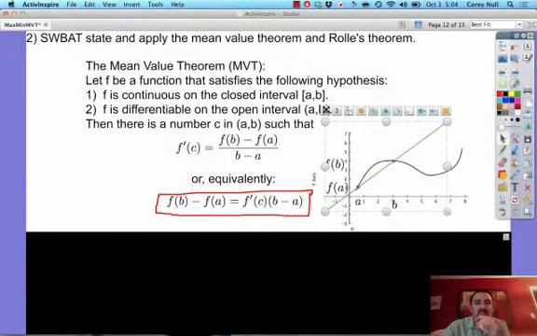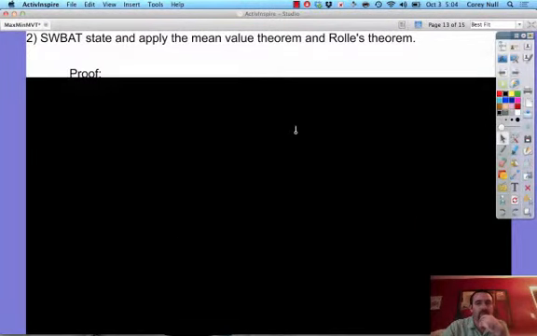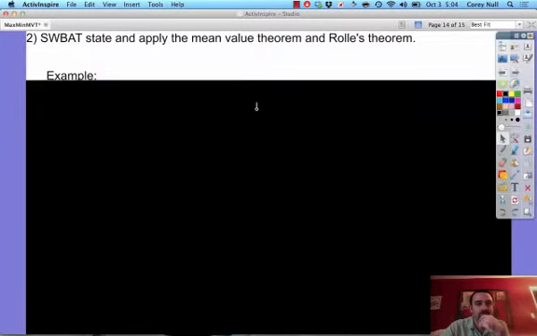What it's saying is that somewhere between a and b, there's another place where that derivative hits. Aha! Right there, we can see the derivative at this point has the same slope as the average rate of change between a and b. That's the picture we want to keep in mind. Somewhere between these 2 points, the derivative must be the same as the average rate of change. That's the mean value theorem. Okay, we're going to do a proof later on.